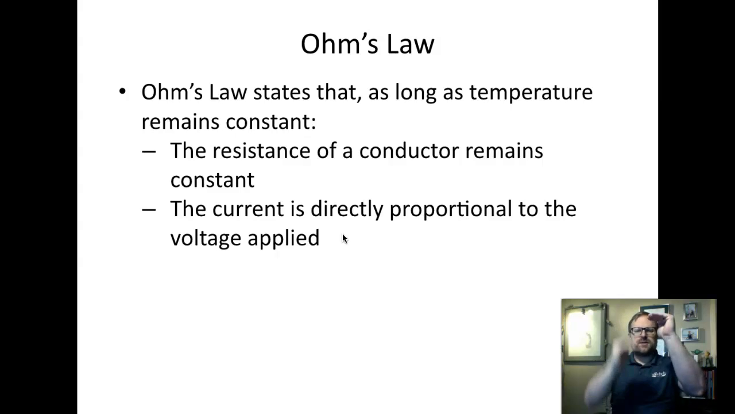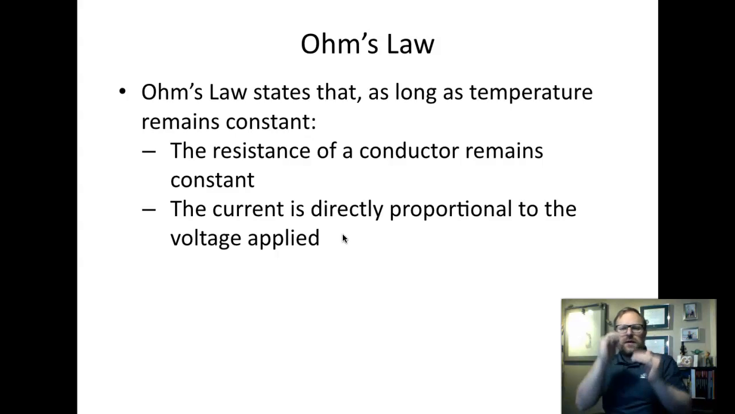If one increases, the other increases. If one decreases, the other decreases. If one increases by half, the other increases by half. Okay, so they're moving together with each other so long as resistance remains constant. If we fiddle with resistance, then we're going to fiddle with the other two as well.